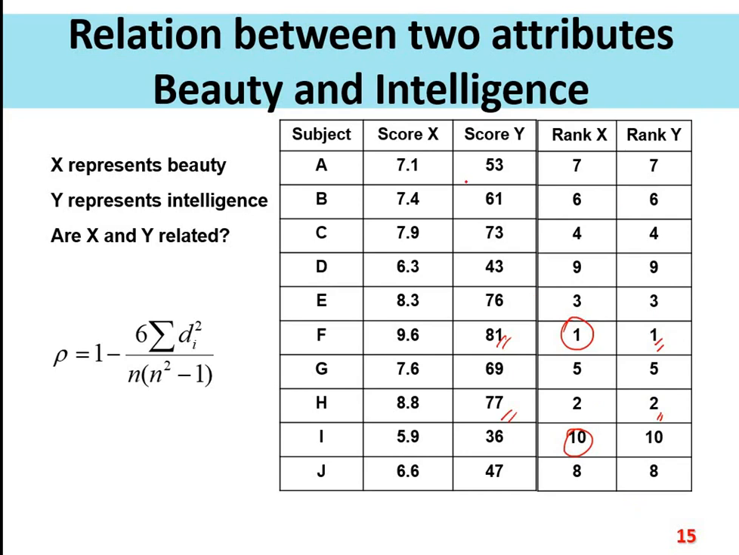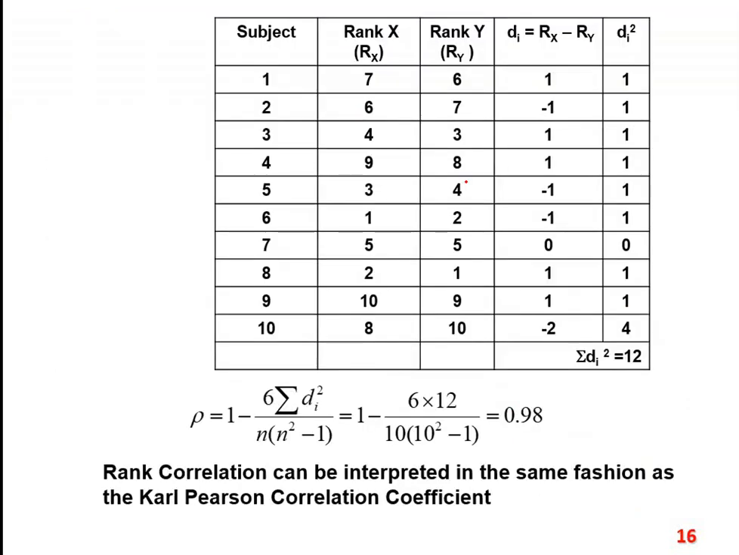After this, the next step is simple computation. We find the difference of the ranks, and then the square of the difference. So 7 minus 6 is 1, and the square of 1 is 1. Then 6 minus 7 is minus 1, and the square of that is 1. So in one column we find the difference, and in the next column the square of the differences. When we compute the squares, we add them up, and this is called summation di square.